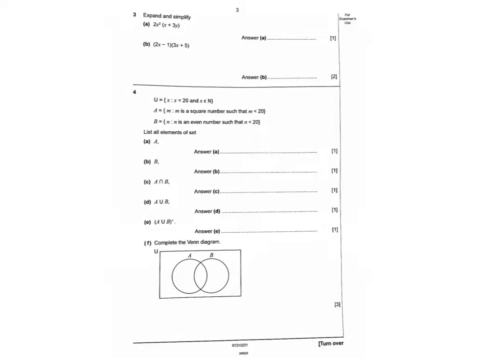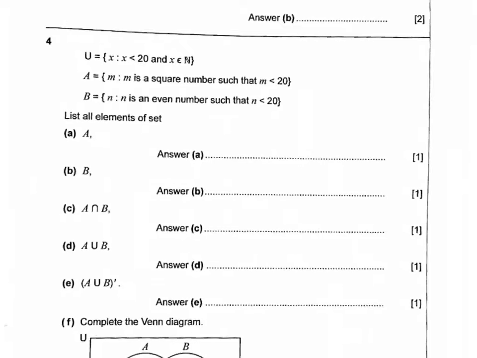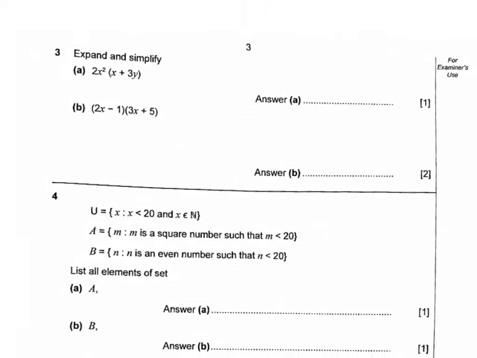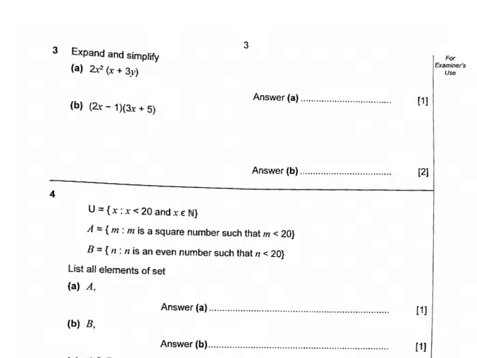So this is now question 3. Question 3, expand and simplify. Expand means remove brackets, so you multiply out, and here there is nothing to simplify, we don't have like terms there. So multiply to get 2x cubed, and 2x squared times 3y will give us 6x squared y.